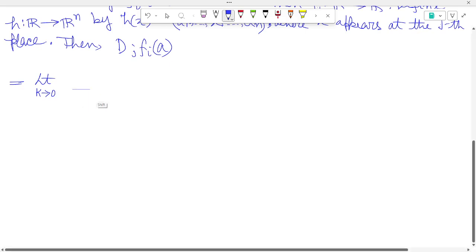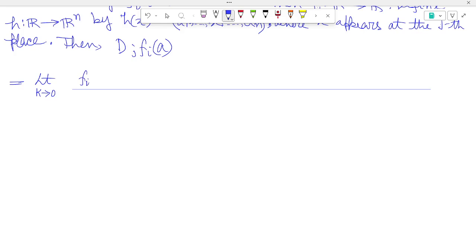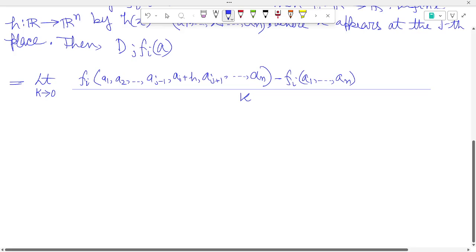Okay, let me do it in the next line. Then the jth partial derivative of f_i at a, that is the limit as k tends to 0 of a big fraction: f_i of a to a_{j-1} will be fine till j minus 1, then at j's place it will be a_j plus k, a_{j+1}, and so on by definition, minus this thing, divided by k. Sorry, it will be k.